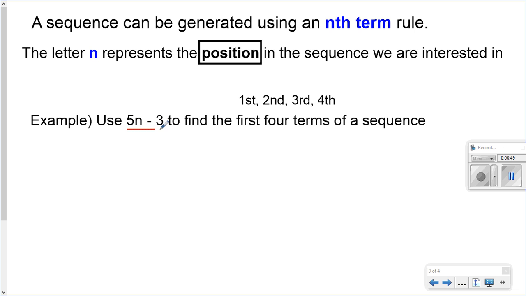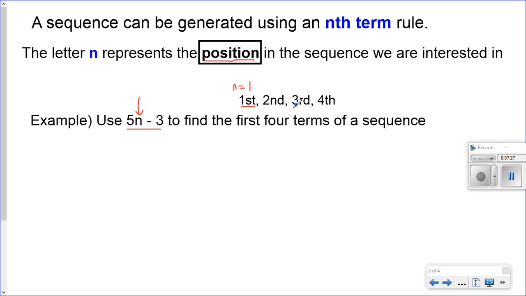And on this occasion, we have a brand new rule, which is 5n minus 3. And remember once again that this letter n here represents our position number. So n in this case is going to be replaced by a different number, and those numbers are going to be based on our 4 positions: first, second, third, and fourth. I won't go through all of them, but if we look at our first term, what does that mean? Our first term means that n is going to be replaced with 1.